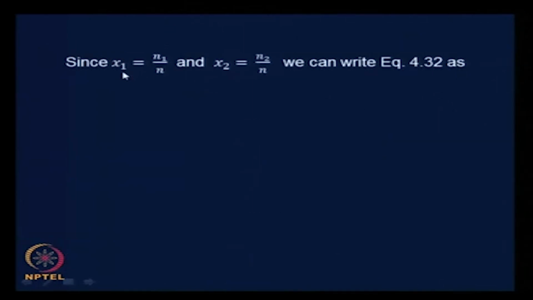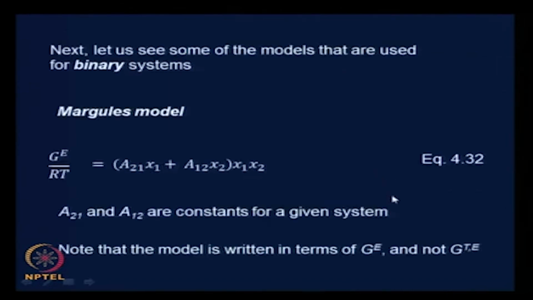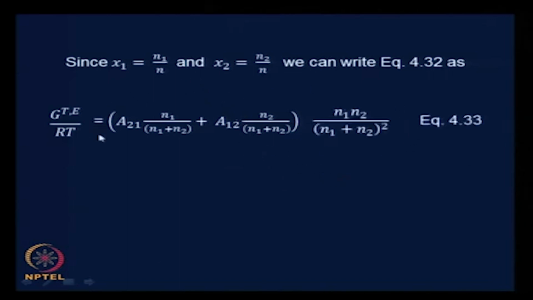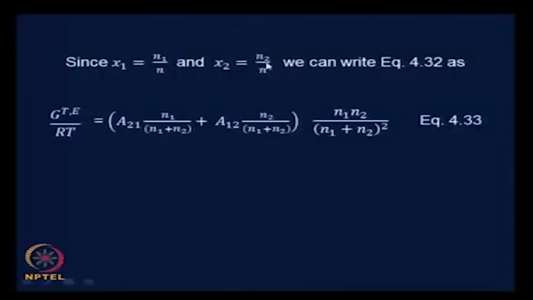Now, the definition of mole fraction is the number of moles divided by the total number of moles. Therefore, x1 is n1 by n and x2 equals n2 by n. We can write equation 432 in terms of n's: GTE by RT equals A21 n1 by (n1 plus n2), and so on. We just have to replace x1 wherever it occurs by n1 by n and x2 by n2 by n. In fact, let me give you about 5 minutes to do this algebra and convince yourself that this is indeed the expression that you get when you substitute. The complete expression is given here, equation 433. Take about 5 minutes, substitute x1 equals n1 by n and x2 equals n2 by n in the previous equation, the Margules model, and come up with this, please.